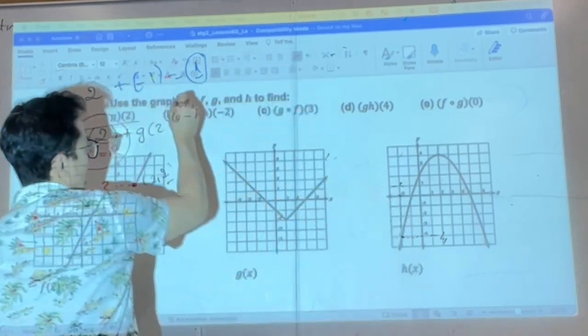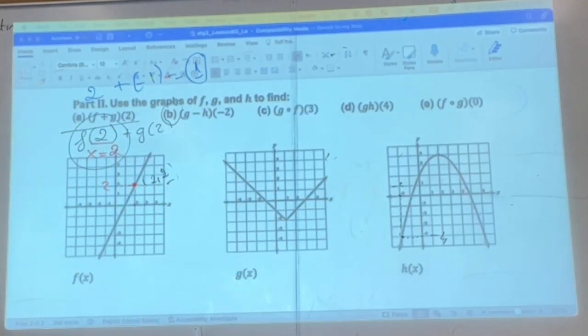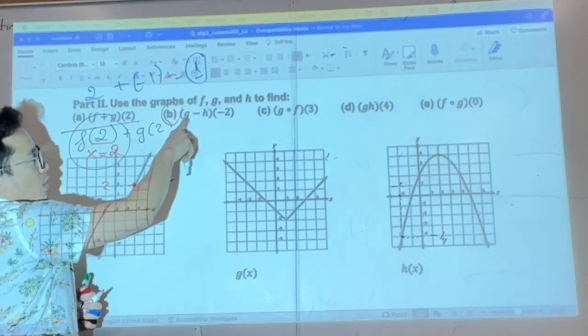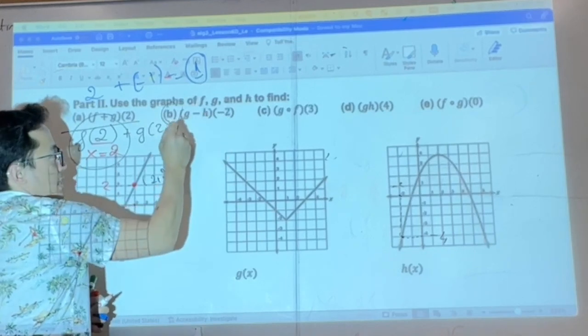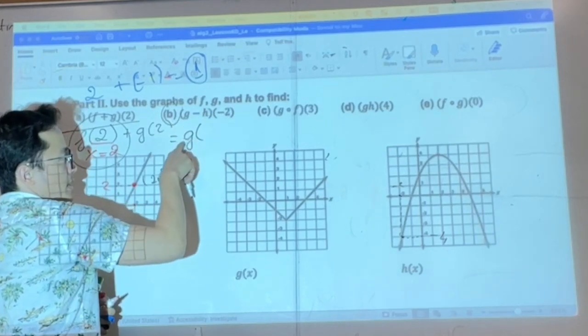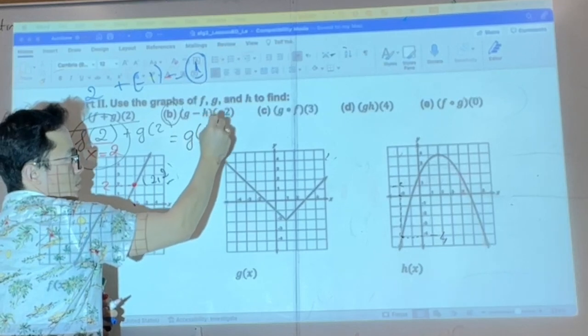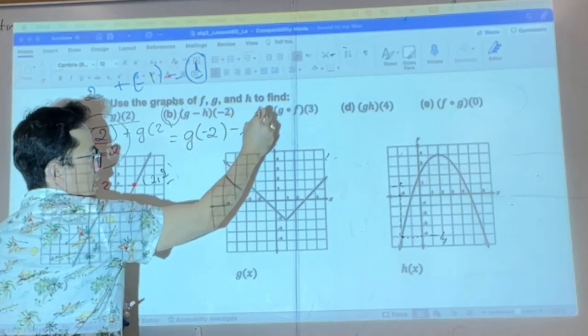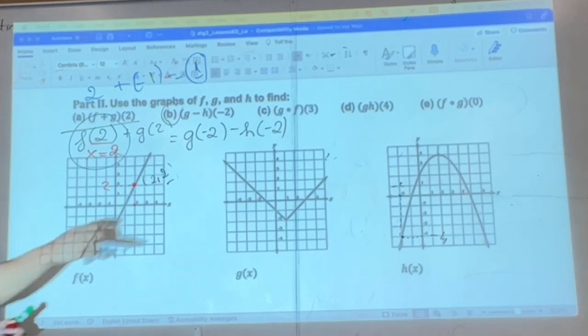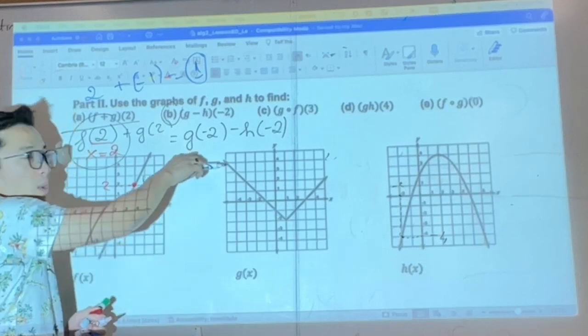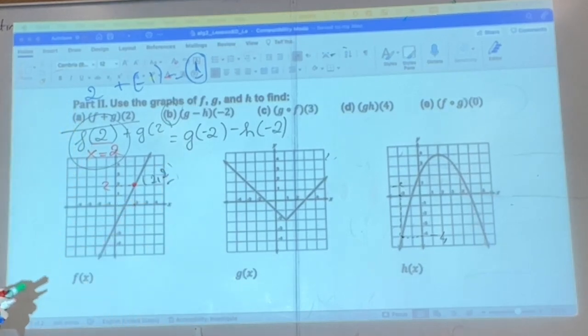Alright. I'm doing the B. Okay, let me do it again. I want to ask you what is G minus H at -2? That's the same thing as you want to find G at -2 minus H at -2. Right. Exactly what you need to find. You find -2 on the graph and find me what is the y value. What is the y value?